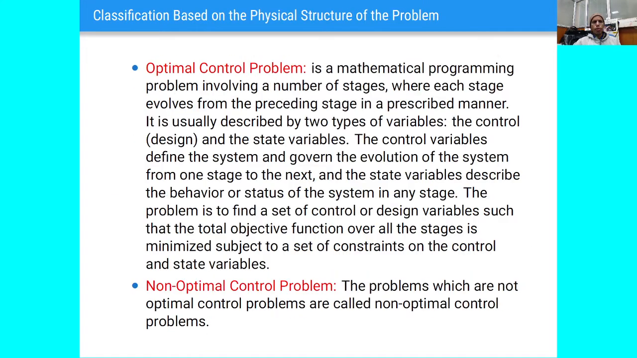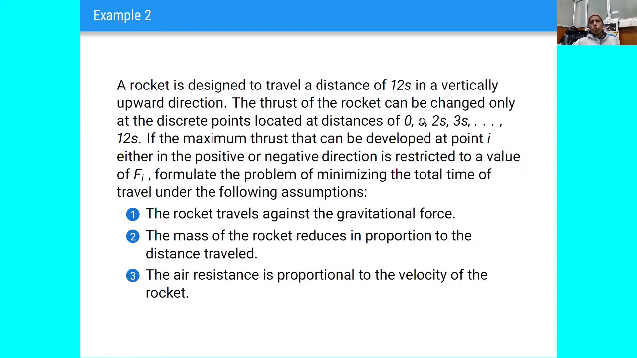So this we have covered, and we were here. Yes, classification based on physical structure of the problem. So under this we have optimal control problem and non-optimal control problem. Optimal control problems are those mathematical programming problems in which there are a number of stages, and where each stage is evolving from the preceding stage. Okay, so we took one example. I will read this example again.